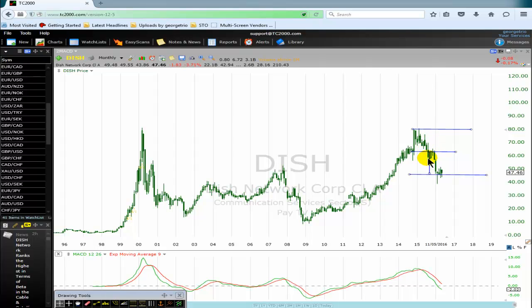Price breaks below the closing price. Can you see the closing price? That's where I put my blue line. Price closed below the closing price, not the low, but quickly went back to retest it. Break below, retest with a doji.